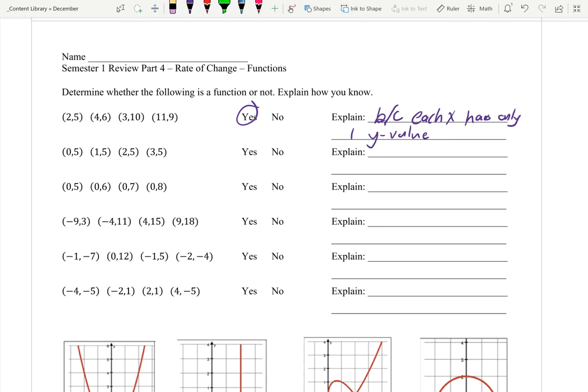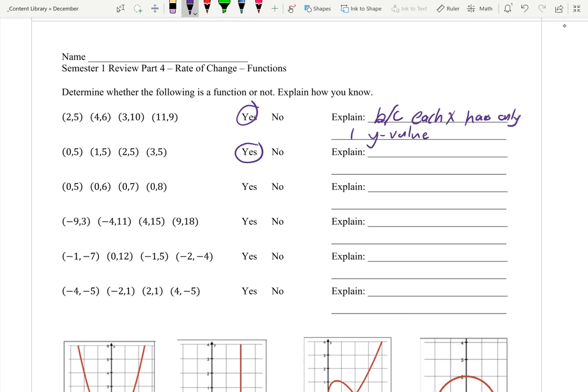Not the second one, though. Second one is still a function. This is still, yes, a function. The reason for it is because you'll notice that there are 4 all different x values, 0, 1, 2, 3. So the x value of 0 goes to 5 and only to 5. The x value of 1 goes to 5 and only to 5. X value of 2 goes to 5 and only to 5. And x value of 3 goes to 5 and only to 5. Remember, it's each x is paired to one y, not each y is paired to one x. Okay, so it's very important that you make that distinction between those.